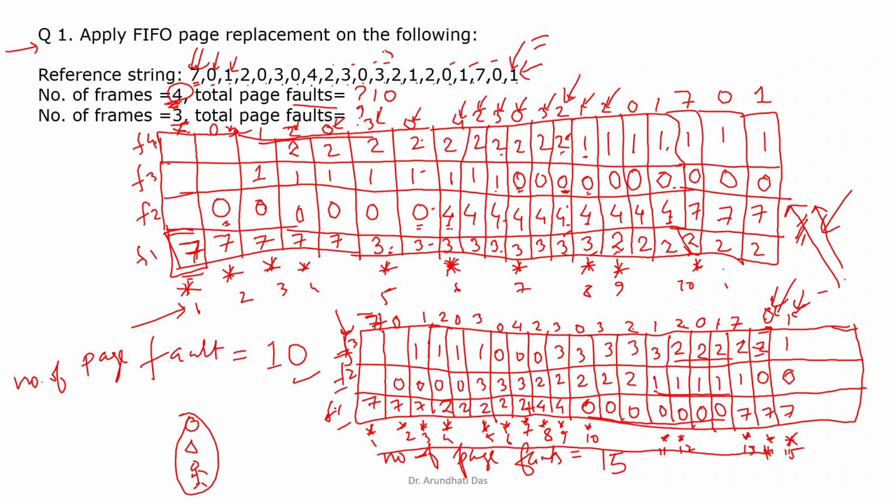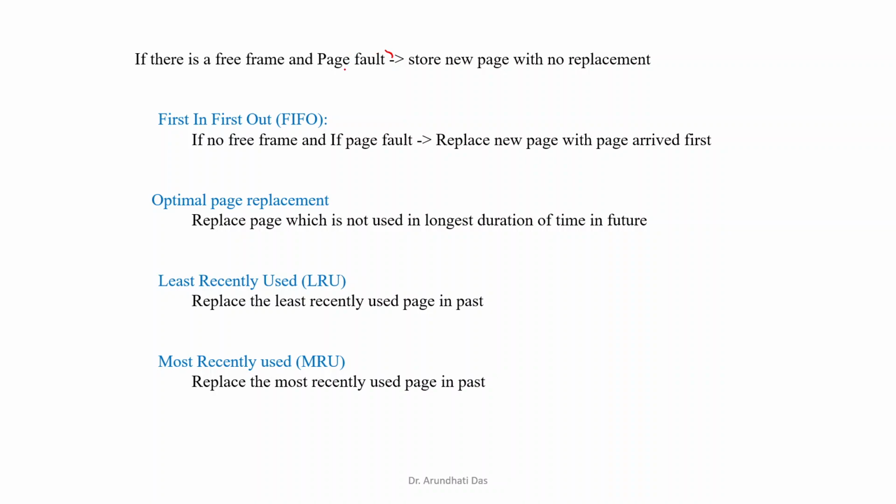There are basically four very popular page replacement algorithms. First one, first in first out. This one we have already discussed. Optimal page replacement algorithm, basically what is the concept?